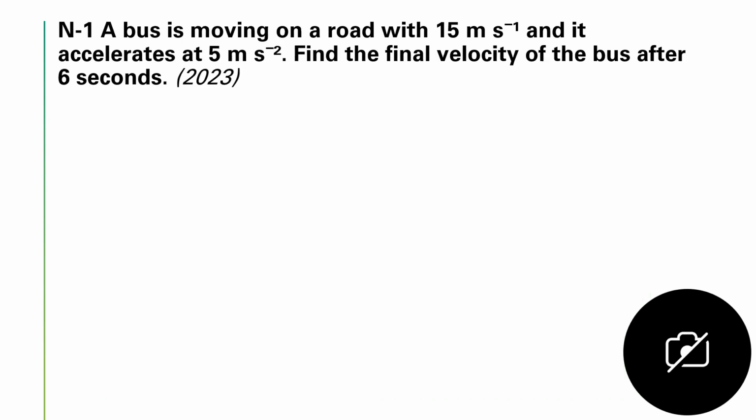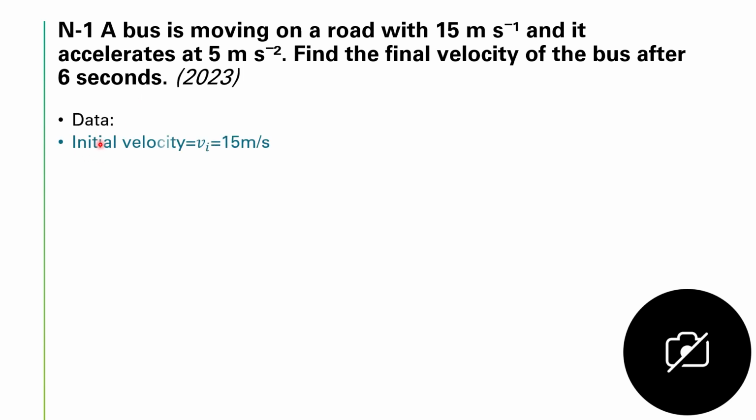Now students, it is time to solve the numerical. That is from 2023. A bus is moving on a road with 15 meters per second. 15 meters per second is the initial velocity, and it accelerates at 5 meters per second square. 5 meters per second square is the acceleration of the bus. Find the final velocity Vf of the bus after 6 seconds. Second is the unit of time, so t is 6.